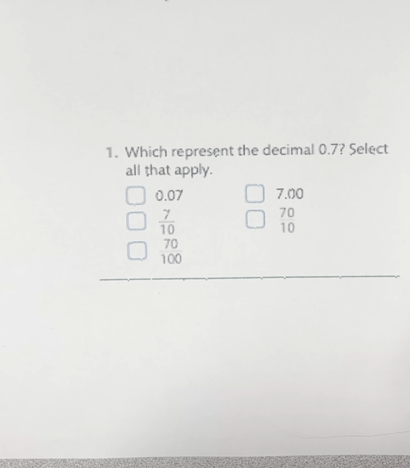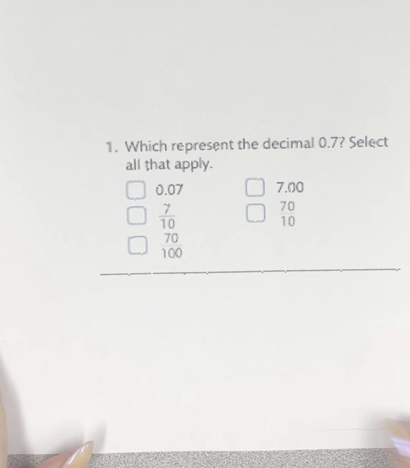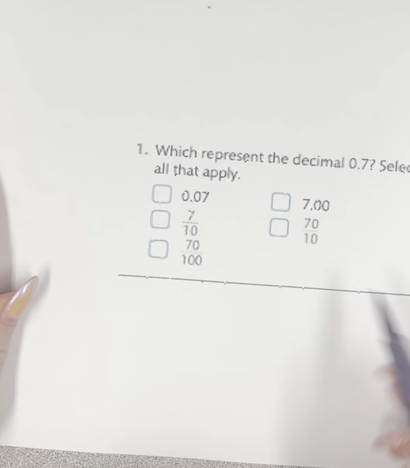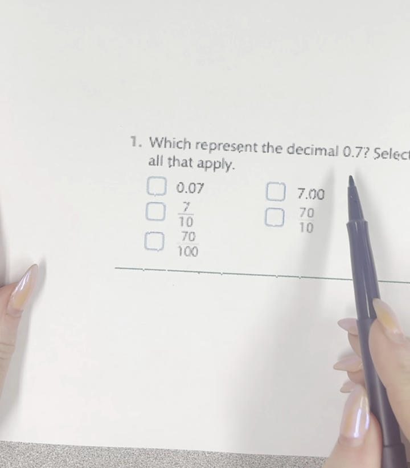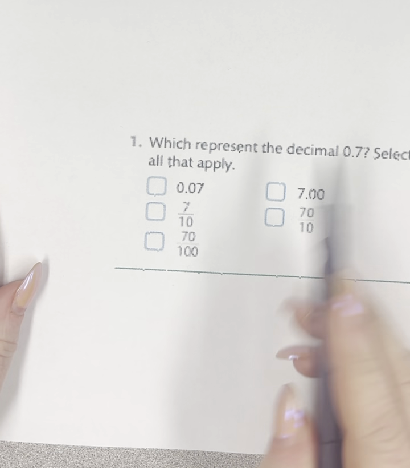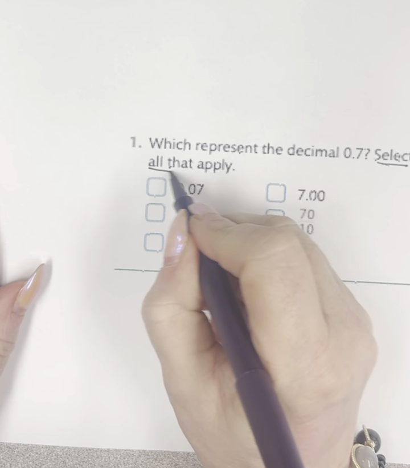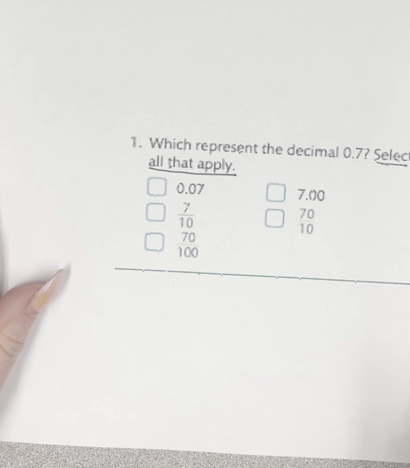We are going to do topic 12, Math Museum. It's 12 questions and it involves decimals, fractions, and number lines, and a little bit of money. So let's get started. Which represent the decimal 0.7? Select all that apply. Select all that apply means there's going to be more than one answer.